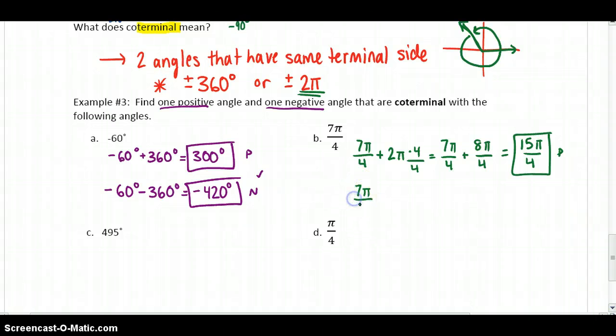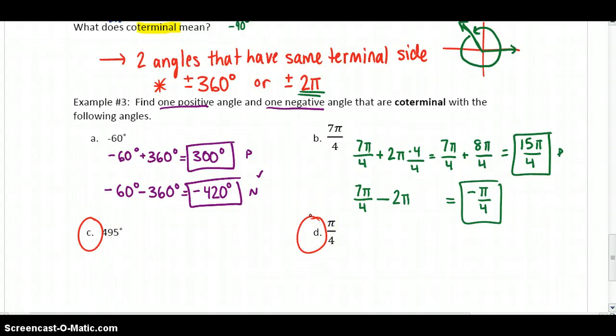Then I would do the same idea, but subtract 2 pi to get my negative one. Okay? And once again, I'd have to get a common denominator, and I should end up getting negative pi over 4. Okay? Alright, try C and D on your own. If you're still confused, please make sure you rewatch it.